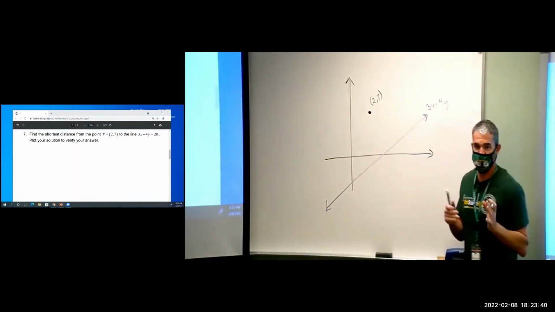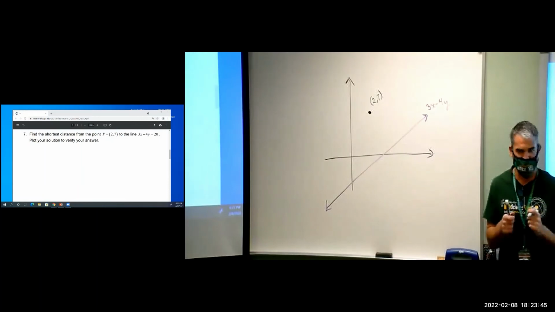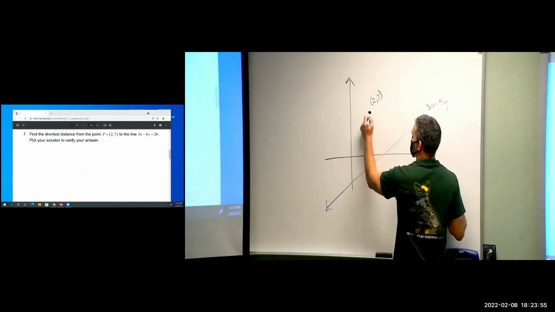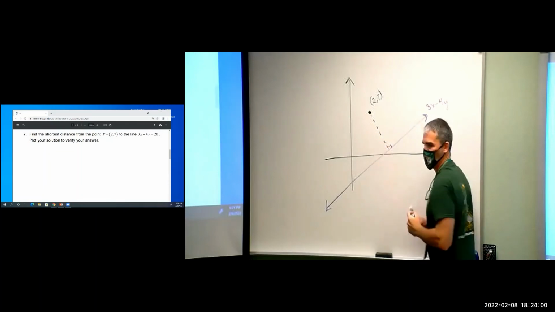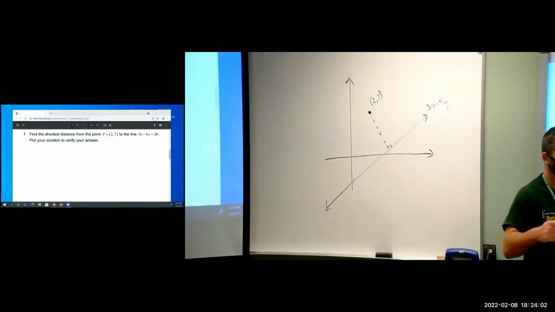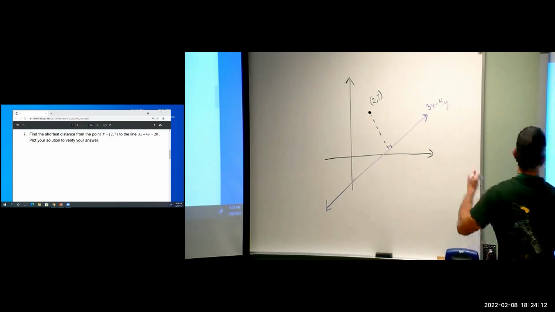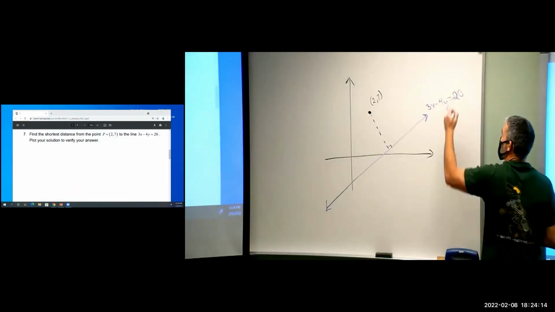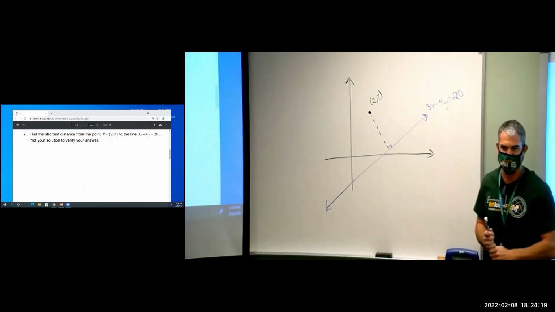Let me ask you guys: if I were to draw the shortest possible line from that point to the line, what would we know about that line I'm about to draw? Yes, that would represent the shortest distance. Now let's think about what we talked about today. We want something that is perpendicular to this line. Notice it's in its general form. What did we talk about today that we know would be perpendicular to this line?